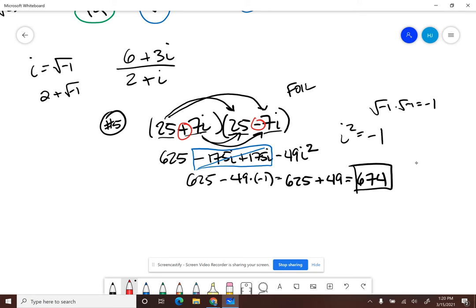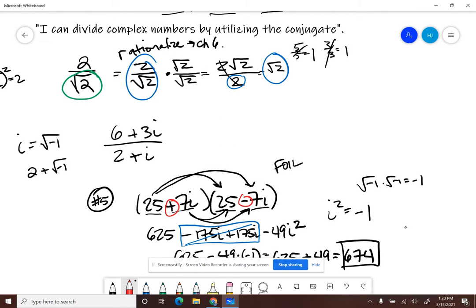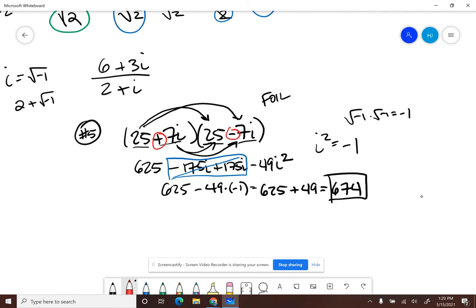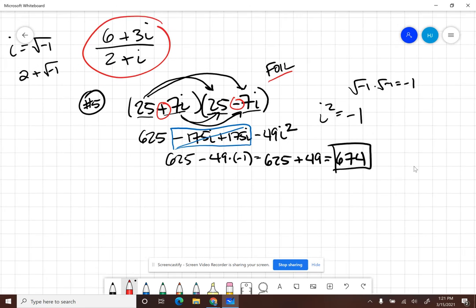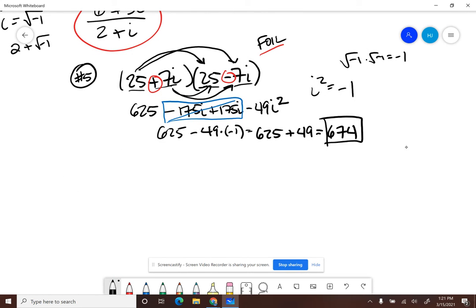So let's take what we learned up here about rationalizing square roots or radicals, and let's take what we learned here from problem number 5 on multiplying complex numbers and using FOIL and difference of squares. Let's take all of that and wrap it up together to help us with this particular problem that we have right here. So I'm going to rewrite that problem again. Right down here, we have 6 plus 3i divided by 2 plus i.